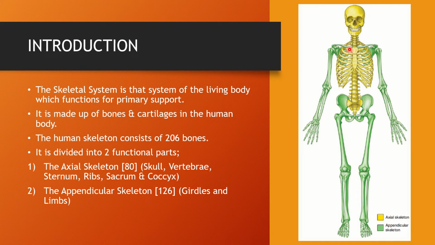Then there is the appendicular skeleton, which makes up 126 bones: the pectoral girdle made by the clavicle and scapula, the upper limb bones, the humerus, radius, ulna, carpals, metacarpals, and phalanges, and the lower limb bones. The pelvic girdle first, the hip bone, and then the lower limb bones: the femur, the tibia and fibula, the tarsals, metatarsals, and phalanges. So 126 plus 80 becomes 206.